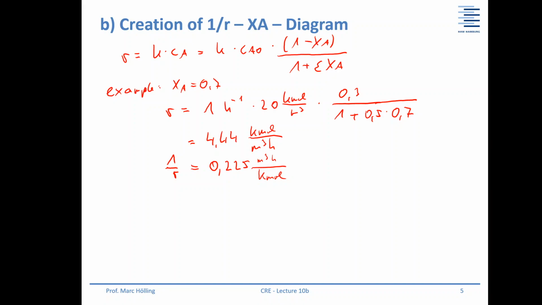Okay, and if you want to have this as a full formula, then you just have to convert. You just say, okay, I want to know the analytical expression for 1 over R. This is just the same as 1 over KCA, and you just have to invert this. So it's (1 plus epsilon XA) over (KCA0 times (1 minus XA)).